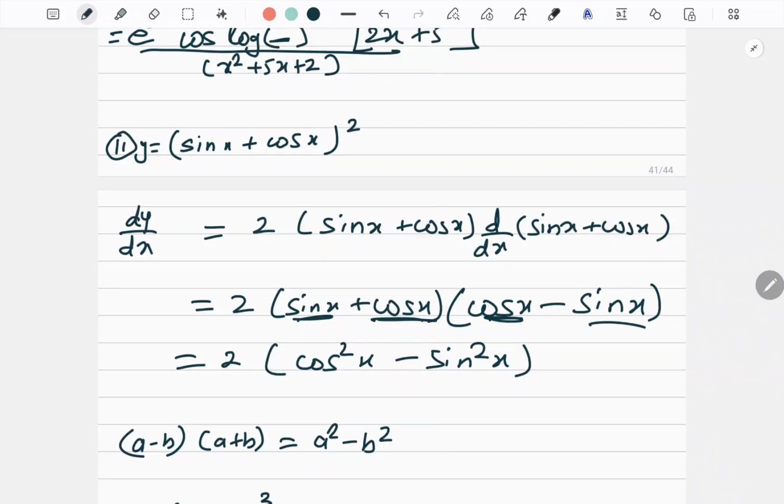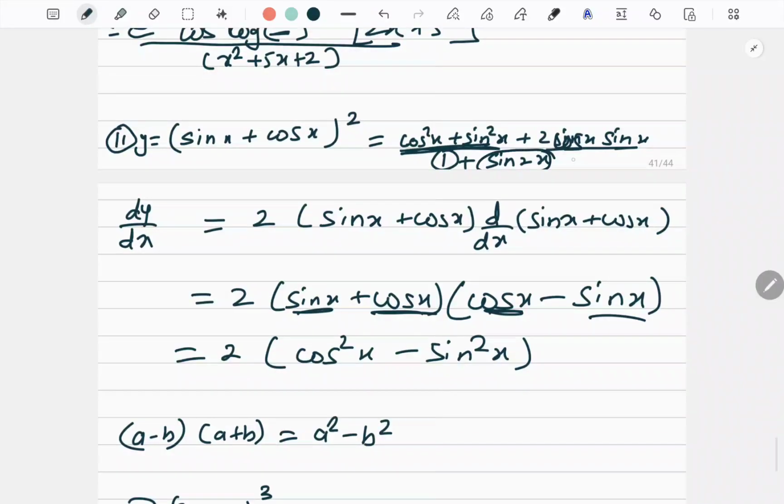Okay, there is one more way to solve this question. You can also write this as cos square x plus sin square x plus 2 sin x cos x by applying the formula of a plus b whole square. Now cos square x plus sin square x is 1. So 1 plus, and this is a half angle formula, 2 cos x sin x is sin 2x. And differentiation of 1 is 0. Differentiation of sin 2x is what? 2 cos 2x. Right? So this is the answer.